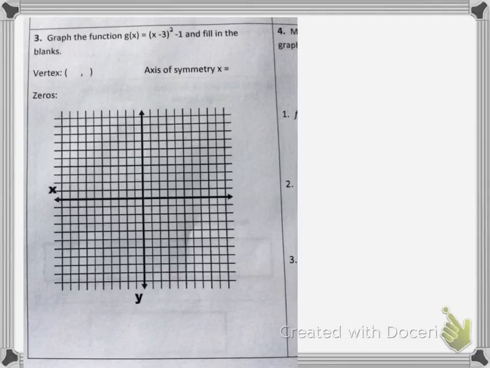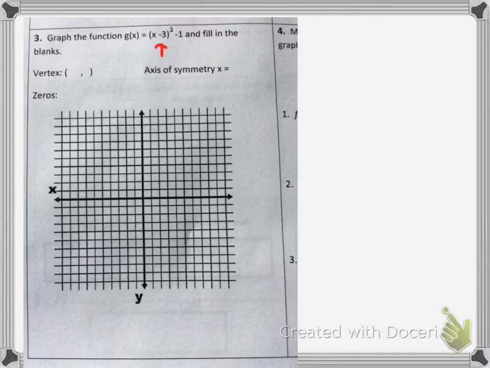Number 3, we're asked to graph the quadratic. And if you look at the form that it's in, I see that it's in vertex form. That's great because for vertex form, it's really easy to pull out the vertex. So for vertex form, the x-coordinate is always the opposite sign of what's inside the parentheses.